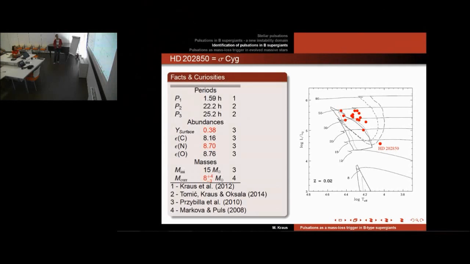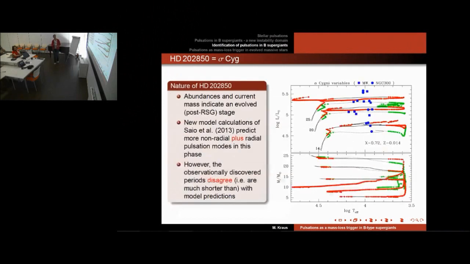Now, facts and curiosities about that star is that it has a very enriched surface abundance in nitrogen and helium. And from spectroscopy, people obtained a current mass of the star of only 8 solar masses. But when you look, the initial mass should have been something between 12 and 15. So it must have lost a lot of material already. And that could indicate that the star is very evolved. It's not just beyond the main sequence, but this star might be evolving backwards to the blue.